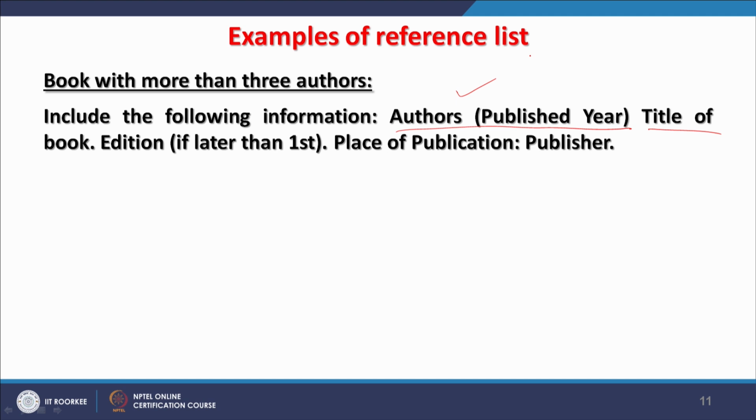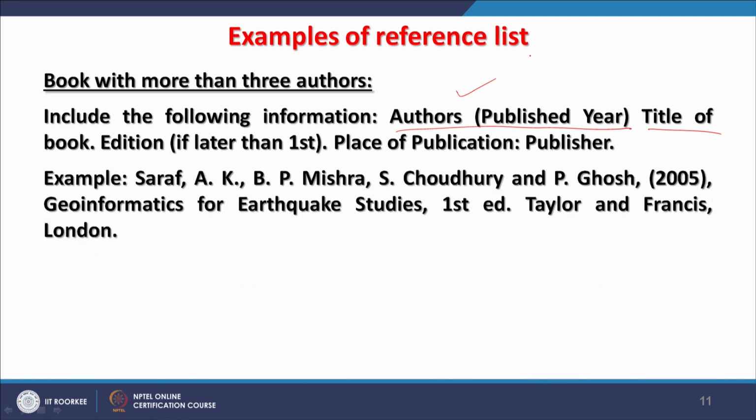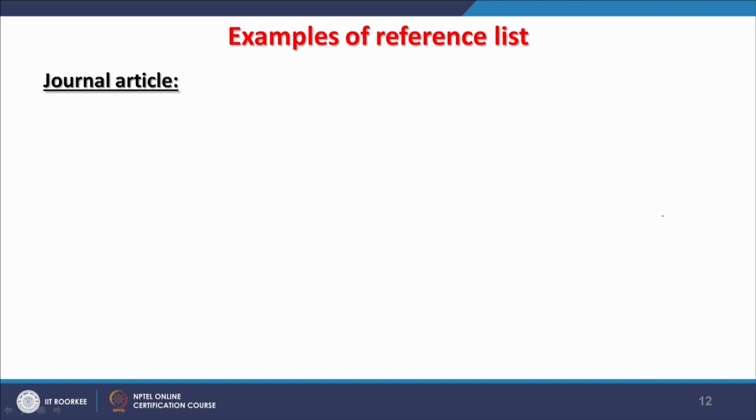So, in the case of the first author, the surname will come first and then initials. For other authors, the initials will come first and then the surname. Here again the example is Saraf AK, and now the initials come first for BP Misra, S Chaudhary and P Ghosh, then the year, and then you write the first edition, Taylor and Francis, London. Again you will not find this book at all, this is just an example prepared by me to convey my point.